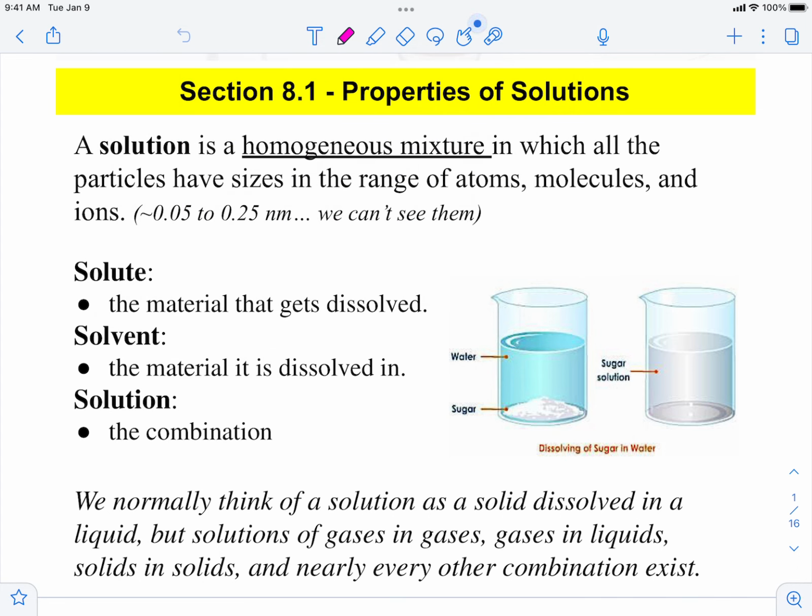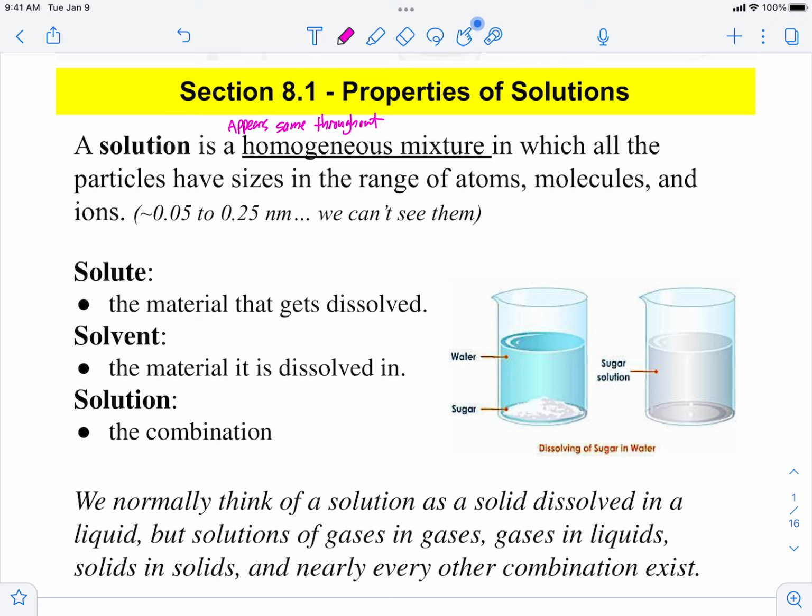Homogeneous. Remember that the term homogeneous means, well, you tell me. What appears the same, right? Same, appears the same throughout. When you look at something, you cannot tell that there are different parts. Right? Effectively, that's what homogeneous means.